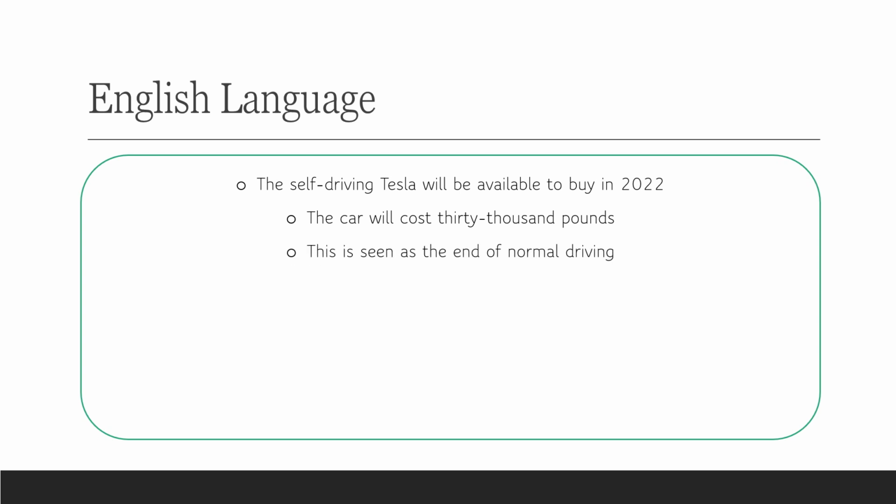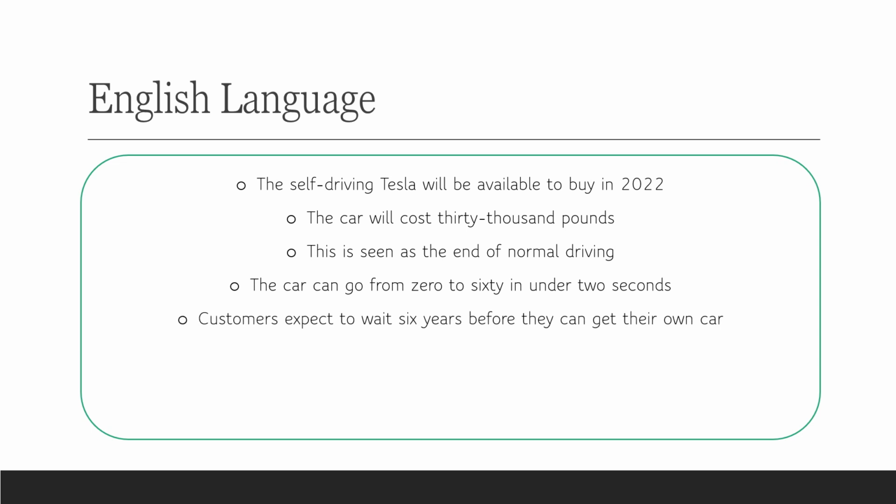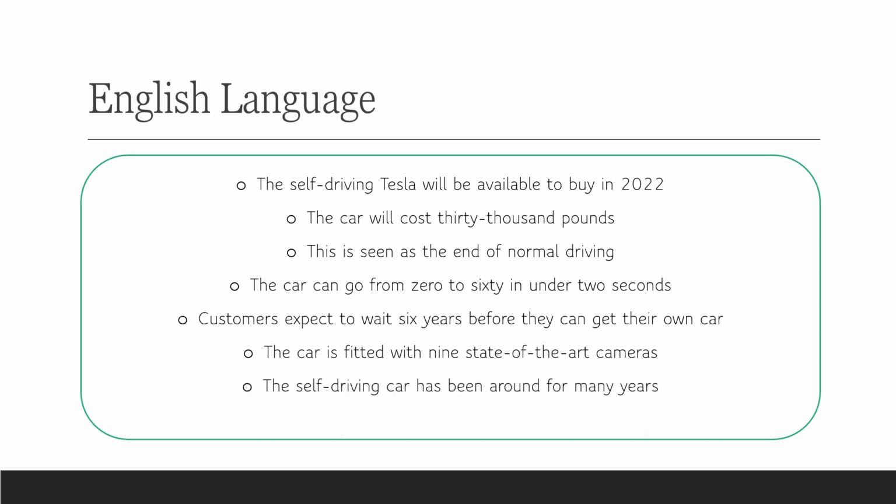This is seen as the end of normal driving. The car can go from 0 to 60 in under 2 seconds. Customers expect to wait 6 years before they can get their own car. The car is fitted with 9 state-of-the-art cameras. The self-driving car has been around for many years. And finally, the writer believes driving is an inconvenience.